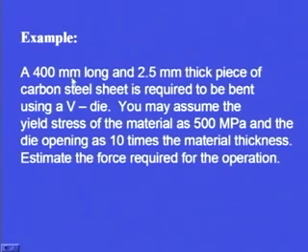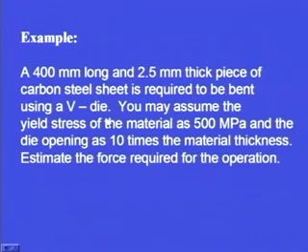This is a 400 millimeter long, 2.5 millimeter thick piece. The length is specified, and 2.5 millimeter thick means that the thickness of the sheet in which we are going to create a bend is 2.5 millimeter of carbon steel sheet. The carbon steel sheet will give us the material property that comes into our mathematical formula to calculate the final bending force. What was that? That was designated by Y. The sheet is required to be bent using a V die.